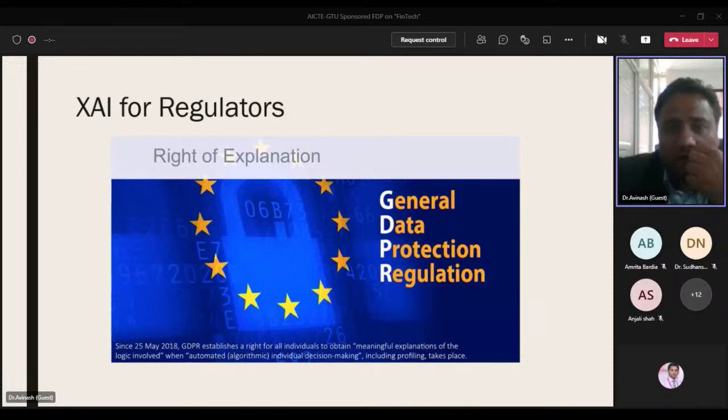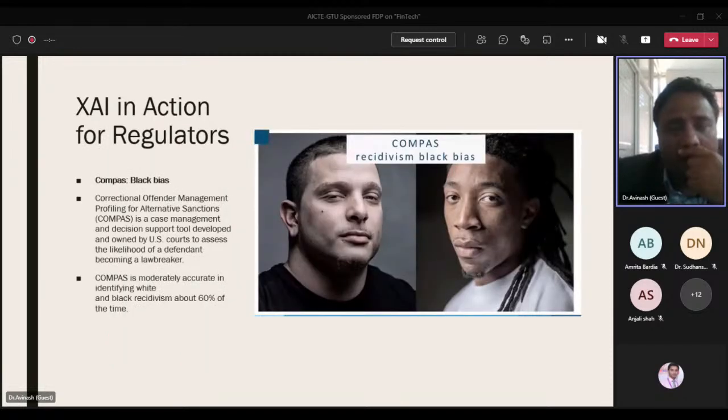Explainable AI is more popular and more famous from the regulator's point of view, because it has the right of explanation. That means it can provide some kind of explanation based on general information, on data protection, and on some kind of regulations. So explainable AI is in action for regulators because corrections can be made, based on judgments also.